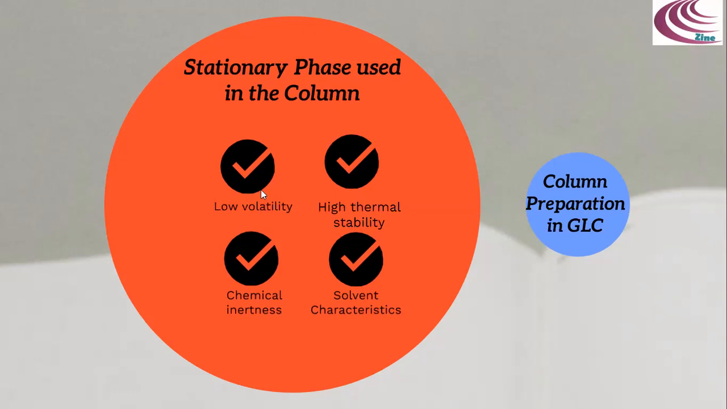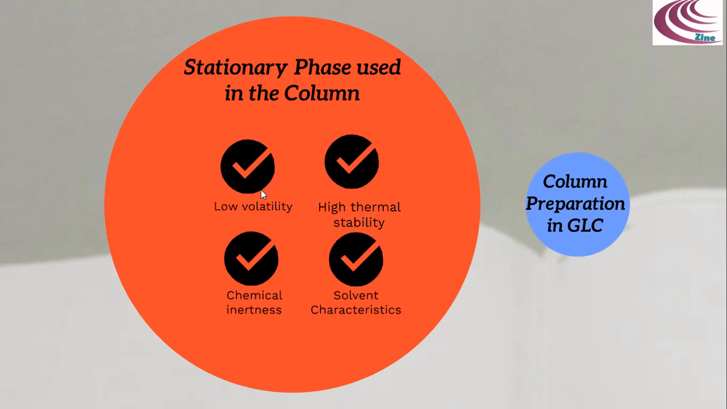In low volatility, the liquid used as the stationary phase should not be volatile, since gas liquid chromatography is carried out at sufficiently high temperature. Ideally, the liquid used as the stationary phase should have a boiling point which is at least 200 degrees centigrade higher than the maximum operating temperature of the column. High thermal stability: the liquid used as the stationary phase should not be destroyed or degraded at the operating temperature of the column.